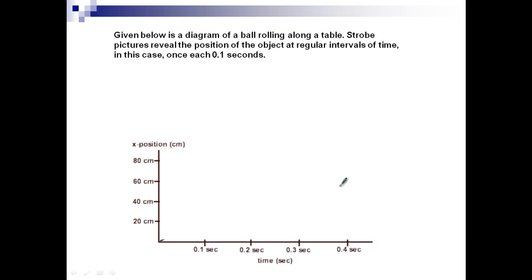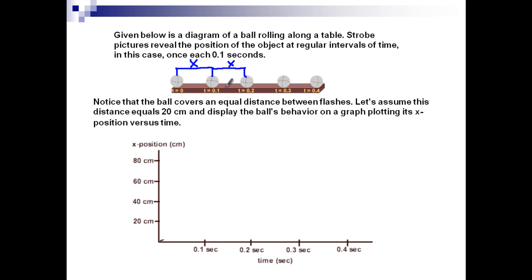So given below is the diagram of a ball rolling along a table. Strobe pictures reveal the position of the object at regular intervals of time. In this case, once every 0.1 seconds. So there's the same distance covered in the same amount of time. So all these displacements between these successive time intervals all have the same value. So you're going to get a nice looking graph.